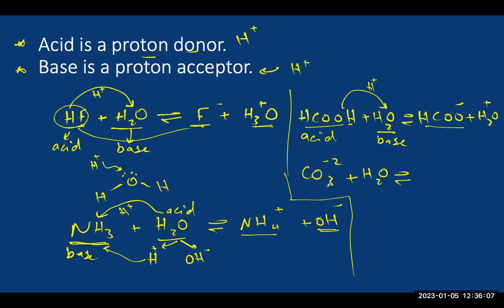It doesn't contain any hydrogen here. So it means this one needs a proton, this one needs a hydrogen. So you need to take a hydrogen or proton from H2O and give it to this one. So it will be HCO3. So you're adding hydrogen to this one.